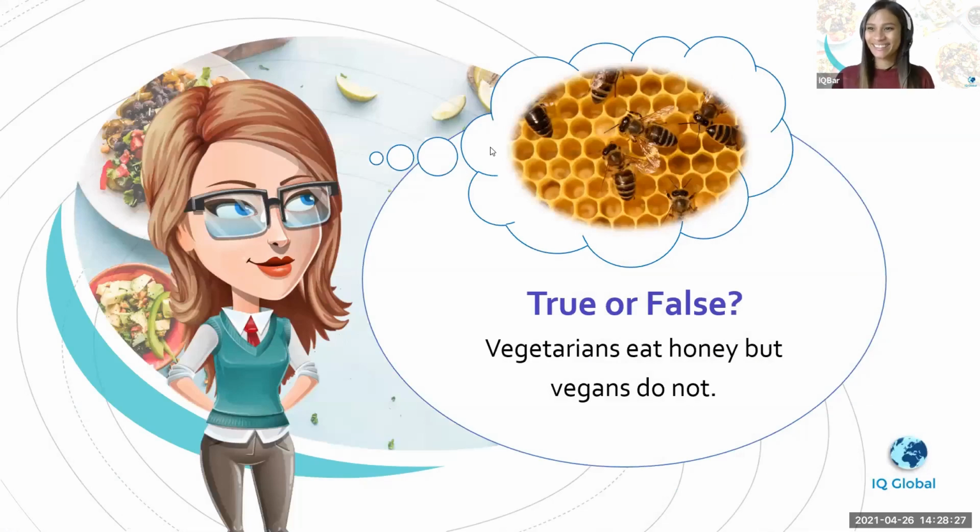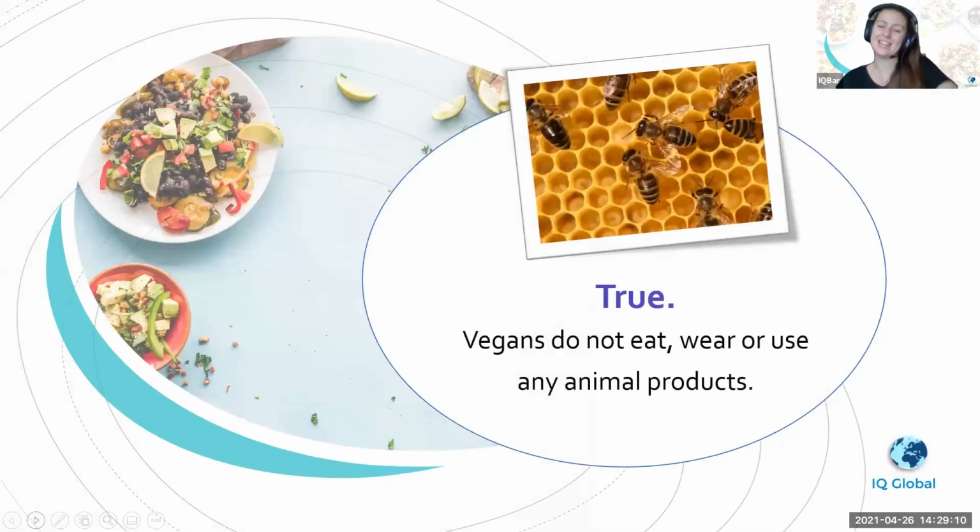I think it's time for another poll. Definitely. And here with another true or false activity. So vegetarians eat honey, but vegans do not. Is this true or is this false? And on my poll, I can see true and false as options to choose from, and I'm seeing a lot of votes and they all look like the absolute correct answer. Well done. Fantastic. Let's have a look if we are correct. Yay, it's true. So yes, vegans do not eat, wear, or use any animal products, whether it's an insect like a bee or an animal.